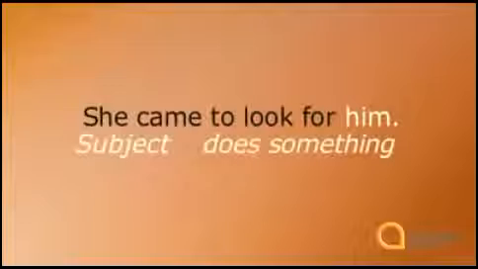Sentences usually have a subject and an object. In English sentences, most of the time, the subject of the sentence comes first. The subject in this sentence is she. What has she done? She came to look for. The subject of a sentence is the person or thing that does something or performs the action. The object of a sentence is the person or thing that is affected by the action. She came to look for him.